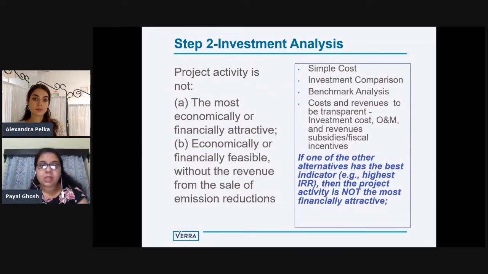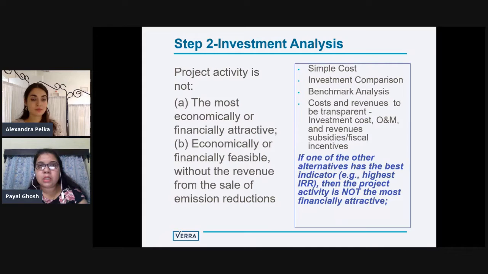demonstration of additionality. The objective of step two is to find out that the project activity is not the most economically or financially attractive, because if it is the most financially attractive, then anyway you will invest in it, and hence your project is not additional. Or that it is not economically or financially feasible without the revenue from the sale of the emission reductions. There is a tool again under the CDM. The United Nations has provided a tool. It's a very detailed tool. It provides the project proponents with detailed references on how to carry out the investment analysis.